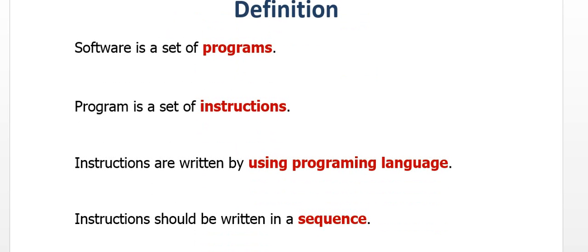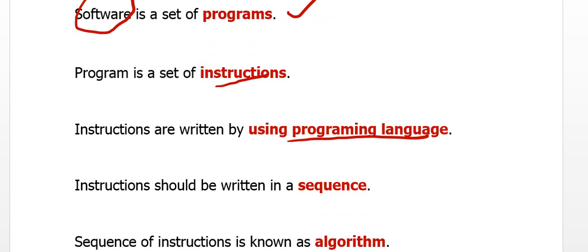Now if I'm talking about software, then software is a collection of programs or a set of programs. That means I'll have small programs available, and as and when I go for the compilation, the end result which I'm going to get is software. Whereas a program is a set of instructions. Instructions are written using a programming language, and these instructions should be written in sequence, and the sequence of the instructions is technically known as an algorithm.